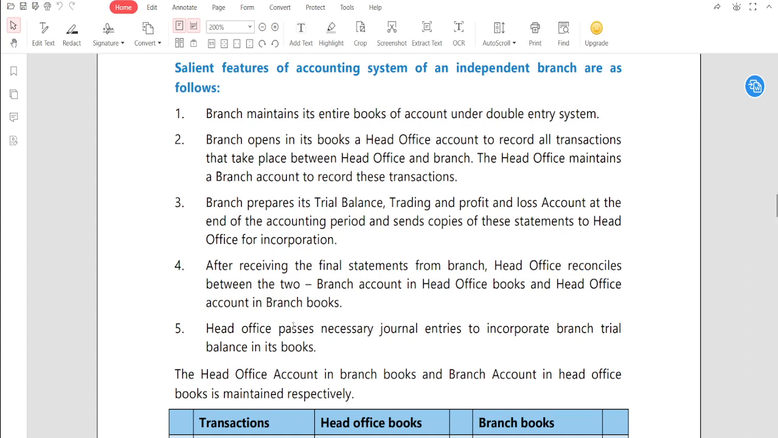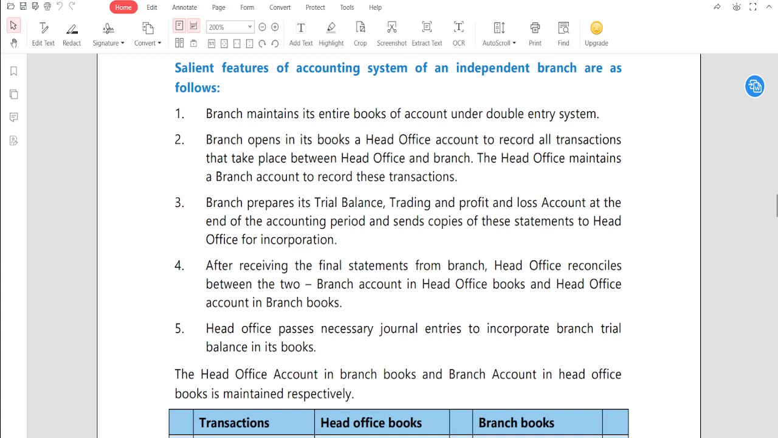I am repeating again. After receiving the final statements from the branch, head office reconciles between the two: the branch account in head office books and the head office account in branch books. So head office passes the necessary journal entries to incorporate branch balances in its books. Obviously, head office needs to pass all the journal entries, otherwise how would HO maintain the details regarding the branch? So when HO passes all the necessary journal entries to incorporate the branch trial balance in its books, that is the very big fundamental.